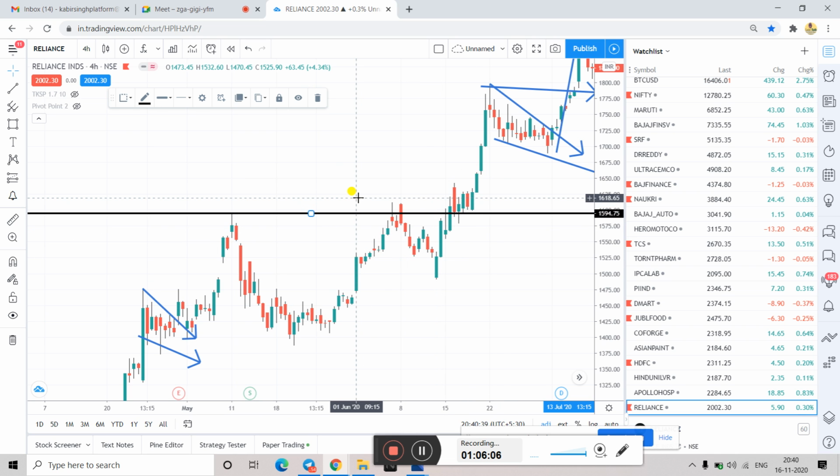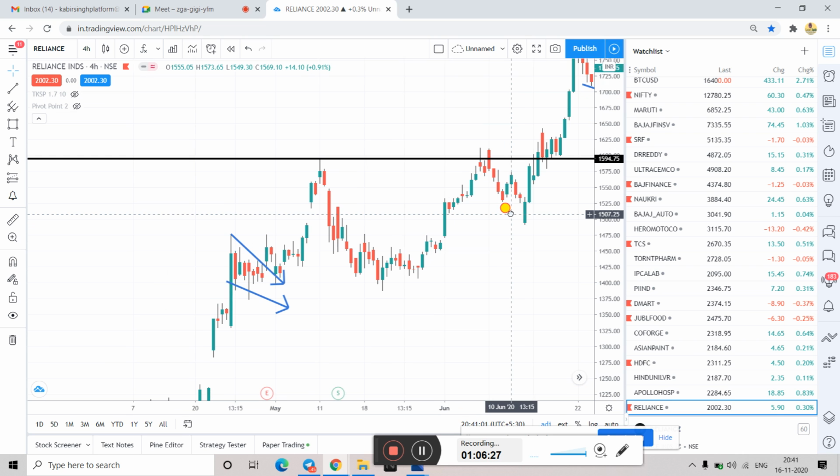All right. So we are entering on the breakout of the high, right? Yeah, the resistance area. You are entering on the breakout of the high. In this case, this candle has broken this high and then on its high you can enter again, keeping your stop loss here. And then you can go long.